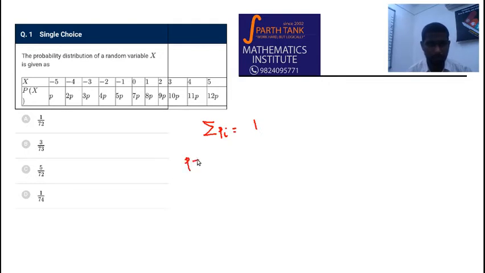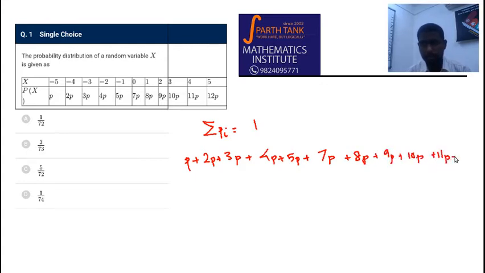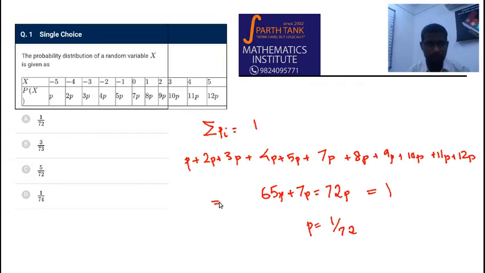So very straightforward problem. P plus 2p plus 3p plus 4p plus 5p plus 7p, 6 is missing, 8p plus 9p plus 10p plus 11p and 12p is equal to, if you add p and 12p is 13, 2p and 11p is 13, 3 and 10 is 13, 4 and 9 is 13, 5 and 8 is 13. So 5 13s are 65p and I have a 7p which is 72p. Now this should be equal to 1. So p is nothing but 1 upon 72, which is option A, 1 upon 72.